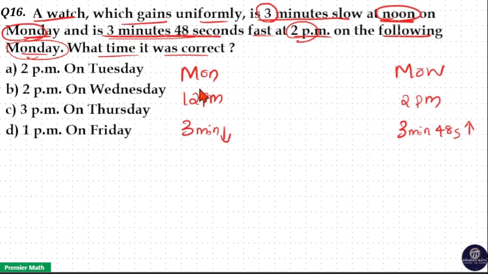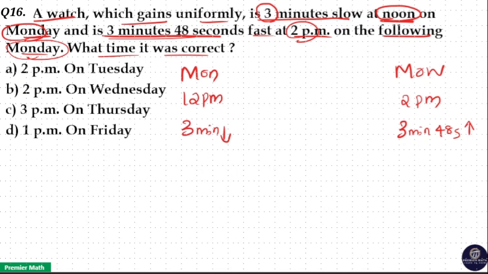Now here, Monday at 12 p.m., 3 minutes slow means if this watch gains 3 more minutes, it will show the correct time. Consider 3 minutes slow as minus 3. Then if you add plus 3, it will show the correct time. So this is the key.